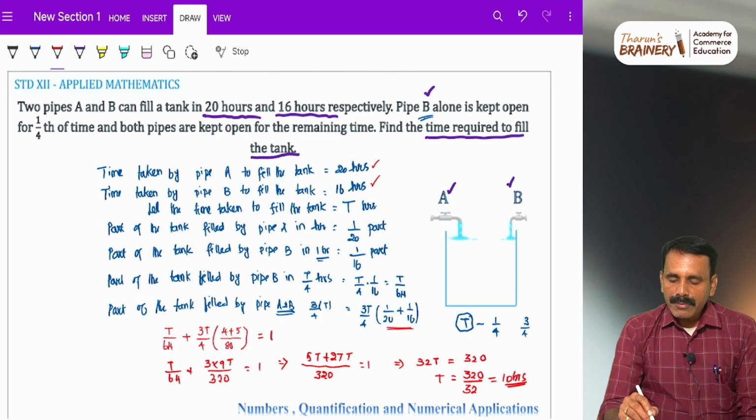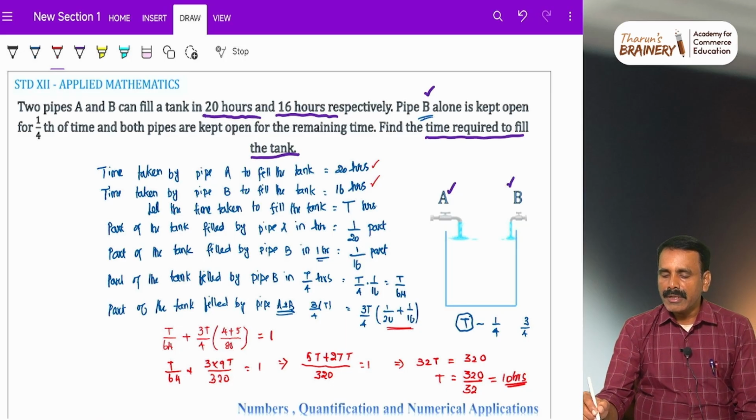And the tap B is going to be used for the first part, 1/4 of the time, so it is T by 64. Next one will be 3T by 4 into (4 + 5)/80, which is equal to 1. When you simplify this expression, you get the total time to be equal to 10 hours.